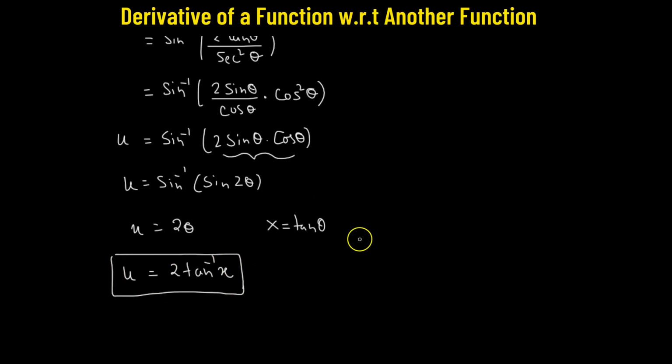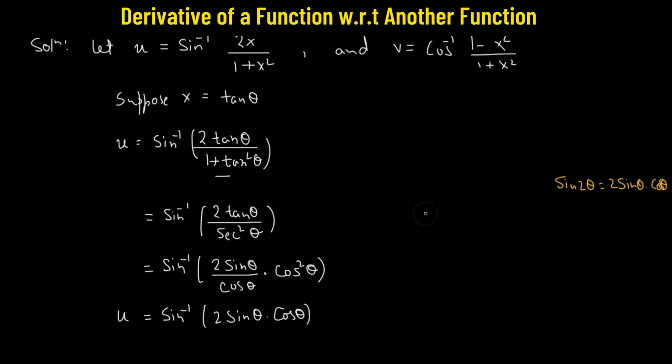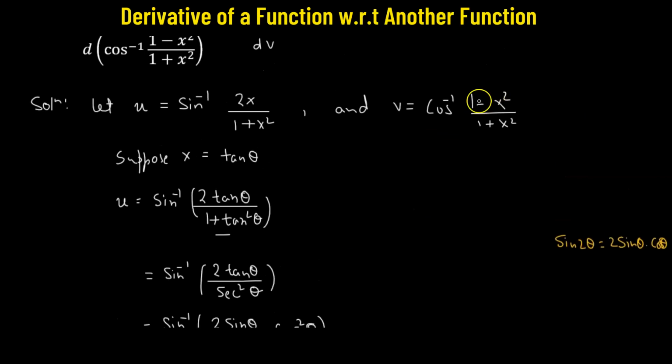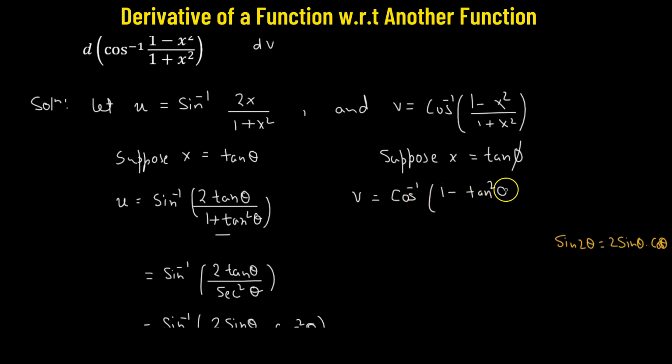Now before taking the derivative, we'll simplify v as well. So v is given by cosine inverse of (1 minus x squared) divided by (1 plus x squared). Here also we'll have to make a trigonometric substitution. So here we are going to suppose that x is equal to tangent of theta. Let's take tangent of phi instead, since we have already taken theta. So that means v, which will now become a function of phi, will be equal to cosine inverse of (1 minus tangent squared phi) divided by (1 plus tangent squared phi).